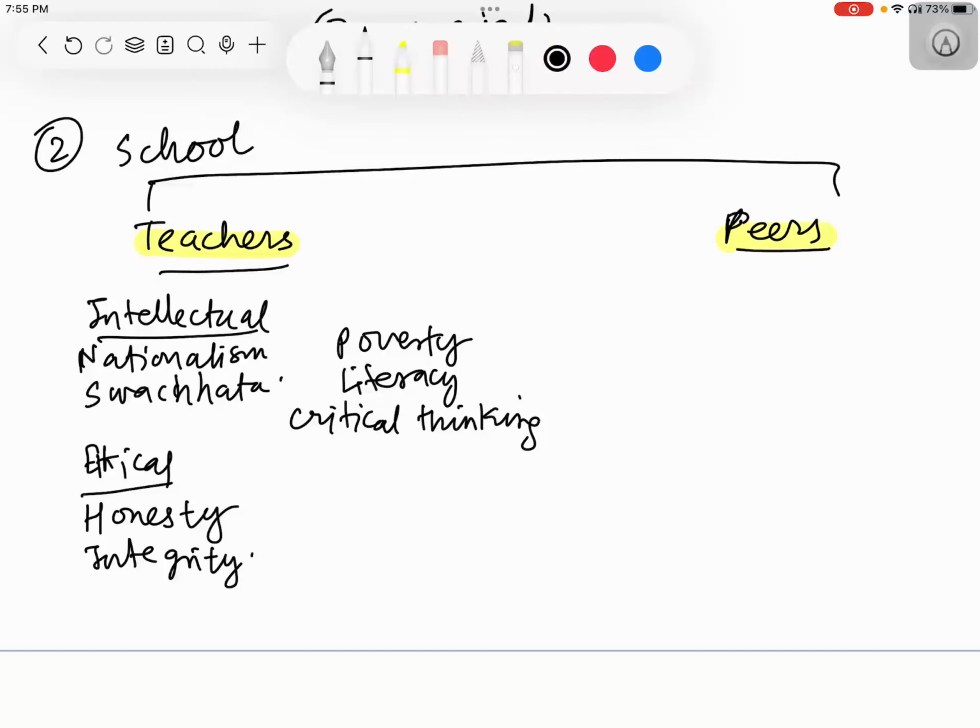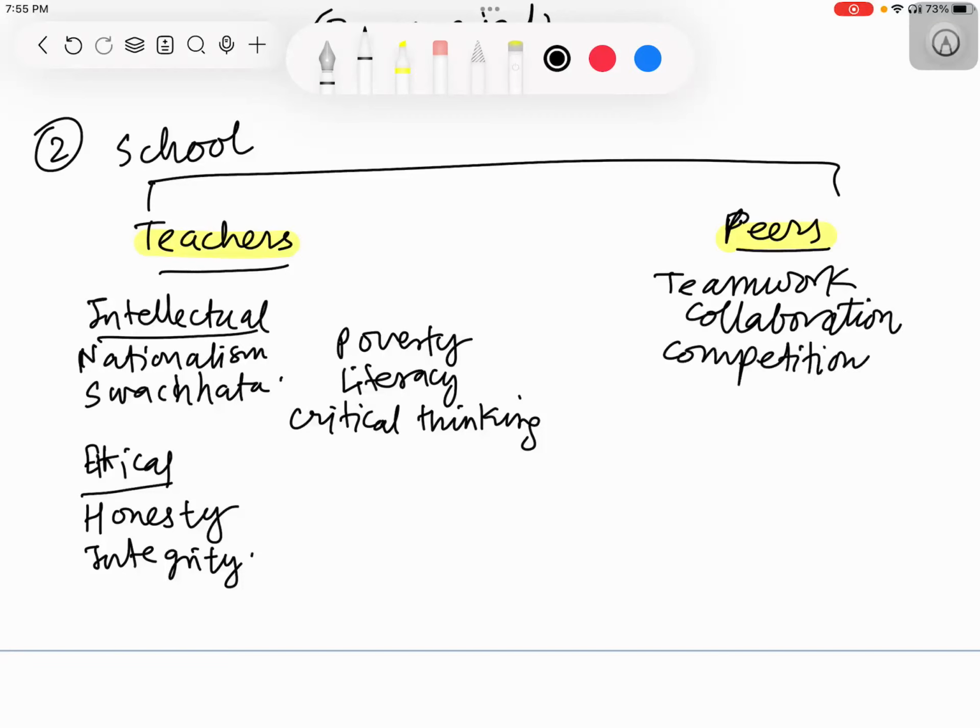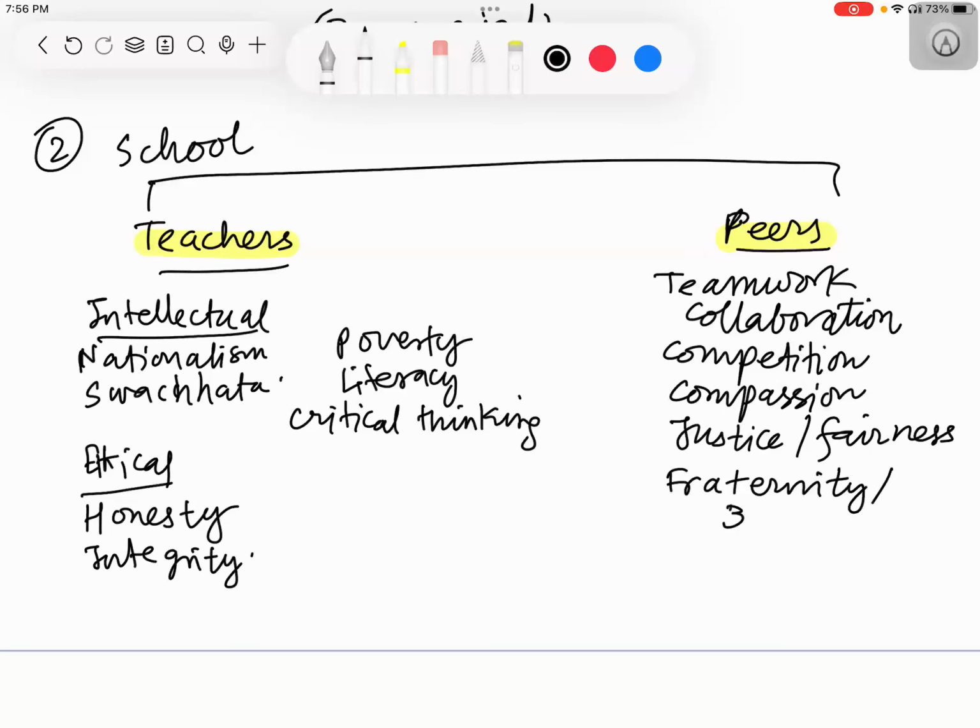Now this is more important. Okay, teacher is important, but peers, can you tell me which values will be taught by the peers? So teamwork, collaboration, very good, competition, healthy competition, compassion, justice or fairness, in the case of fair treatment for all people, right? Most importantly fraternity or common brotherhood, right? And friendship is also in itself a virtue, it is integral and important for our healthy development, right?